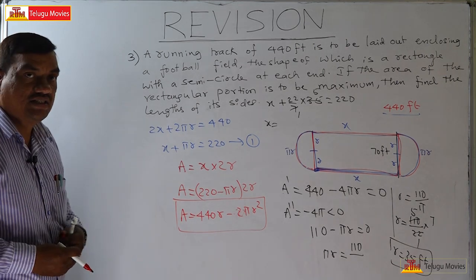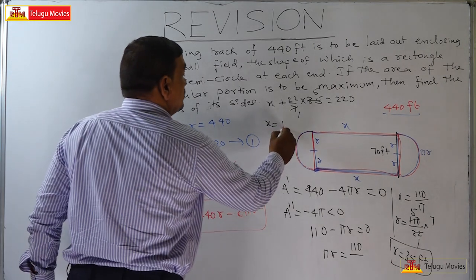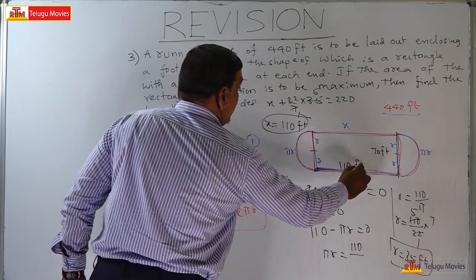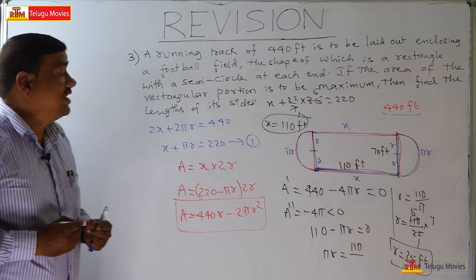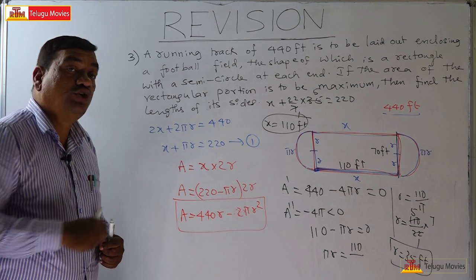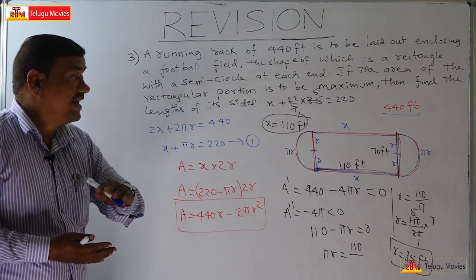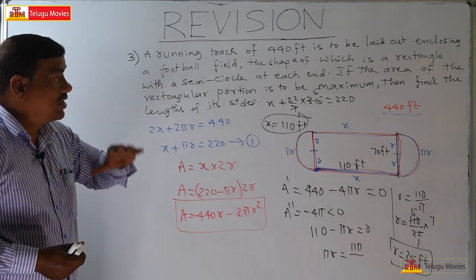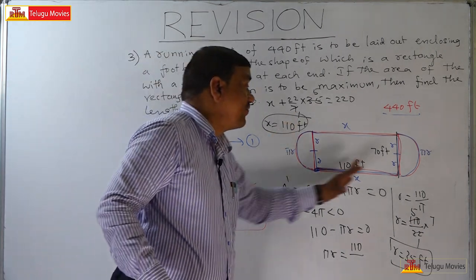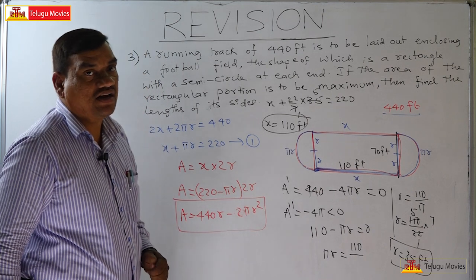So x is 110 feet. The length of the rectangular portion should be 110 feet and the breadth should be 70 feet. If you maintain those dimensions, you will get the maximum rectangular field.